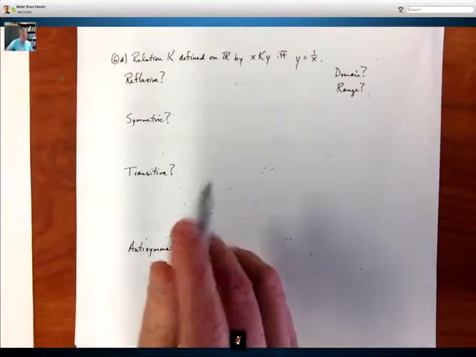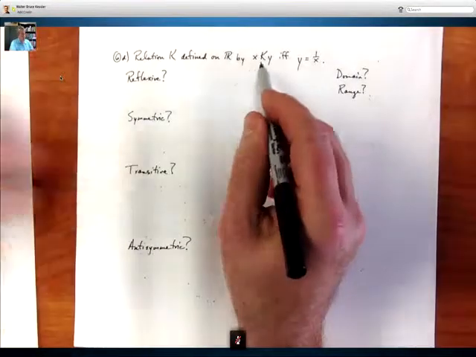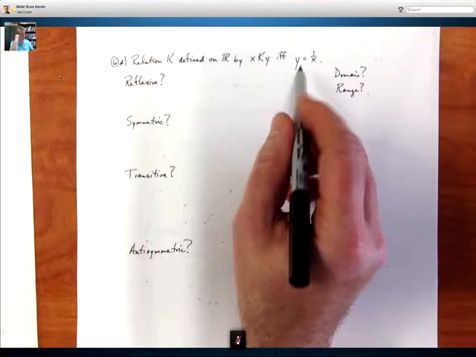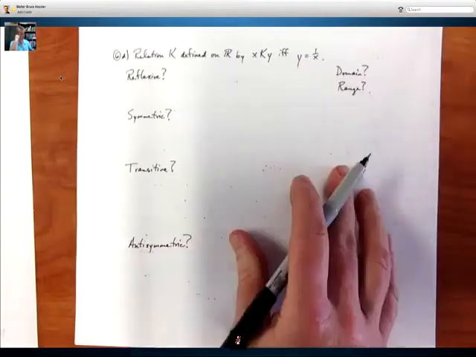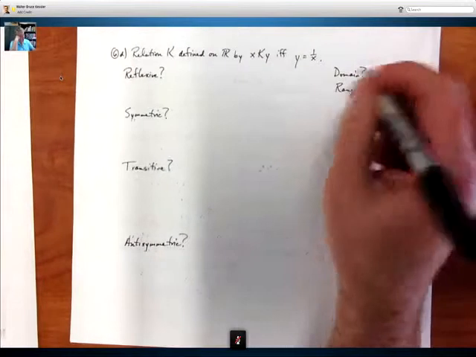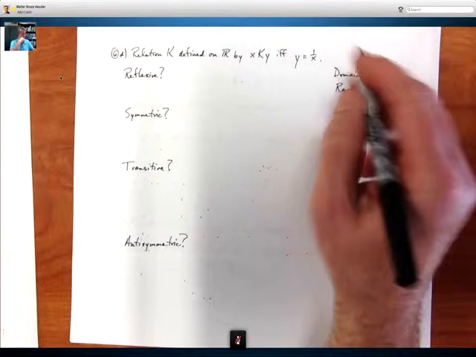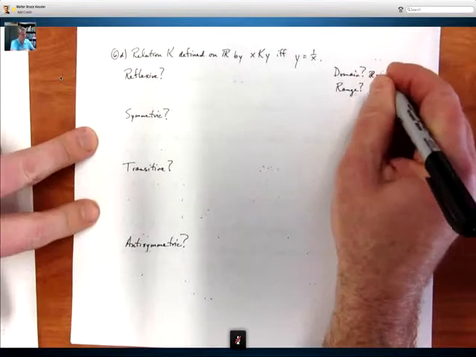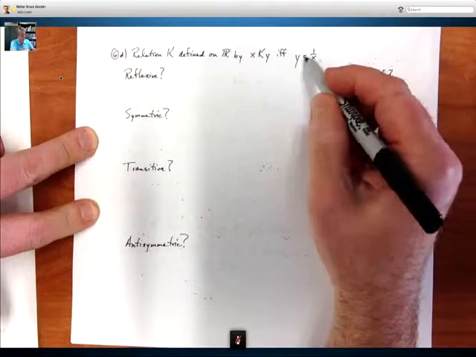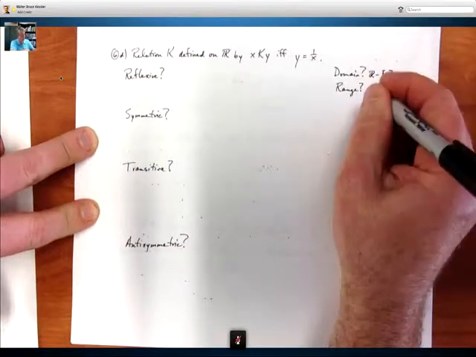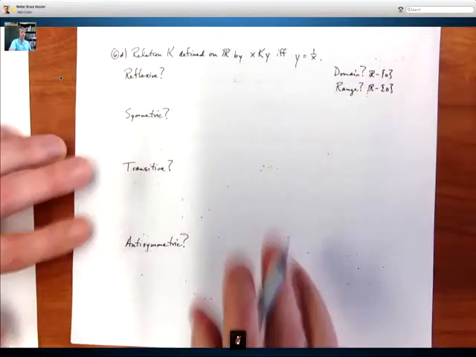And then 6D, we have relation K defined on R, saying that X is related to Y if and only if they're inversely proportional to each other, right? Y is 1 over X. Domain here, we're doing things on R, but I cannot put a 0 in the denominator here, so R minus 0. And then also, Y can't be 0 because I got this 1 in the numerator, so again, R minus 0.